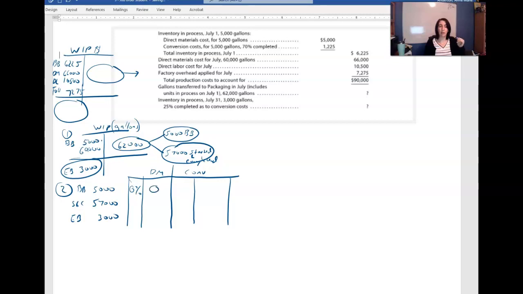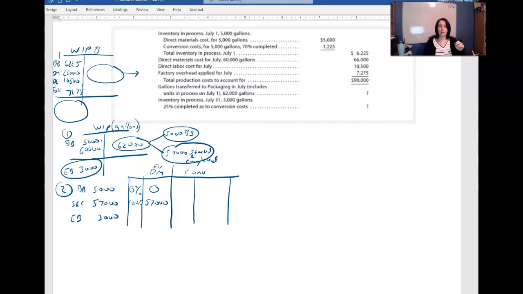5,000 whole units times 0% gives me 0 direct material equivalent units. And that's what these are. These are equivalent units, EU, for direct materials. Okay, let's move on to the next one. Started and completed. You did everything for these this month. All the work. So if that's the case, they get 100% of the direct materials.